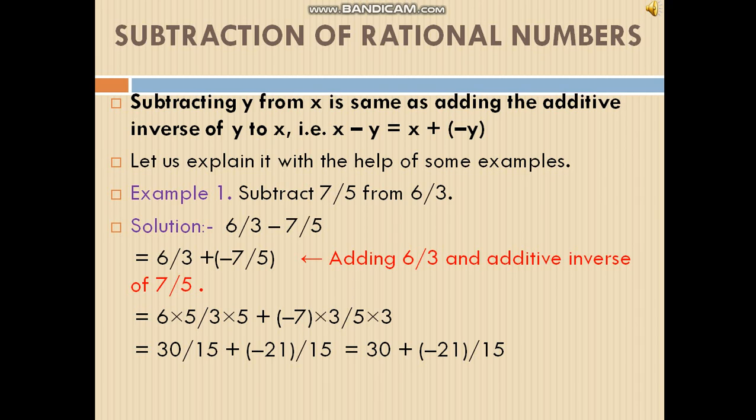Now we get the same denominator, so we can add the numerators. So 30 plus minus 21 upon 15, plus minus becomes minus, so we write 30 minus 21 upon 15. 30 minus 21 we get 9, so 9 upon 15. It will convert into the reduced form. So we write here 3 by 5, which is the reduced form of 9 by 15. 3 by 5 is the standard form. So we get the answer 3 by 5.